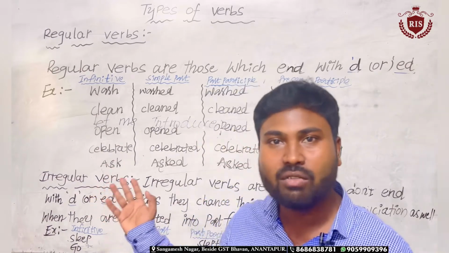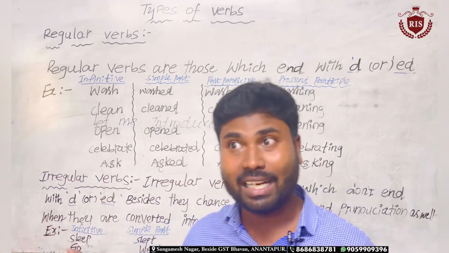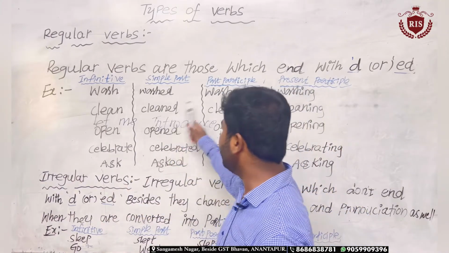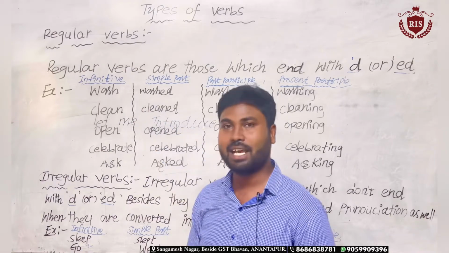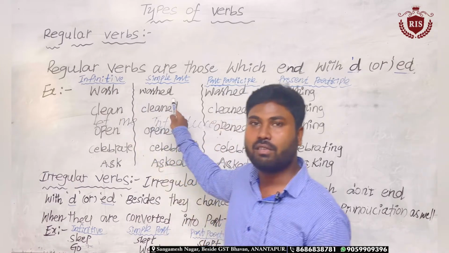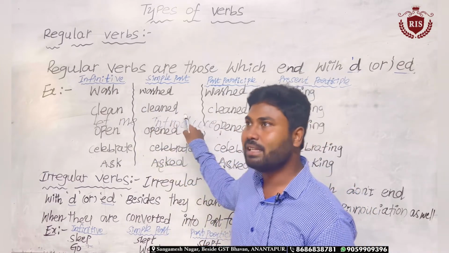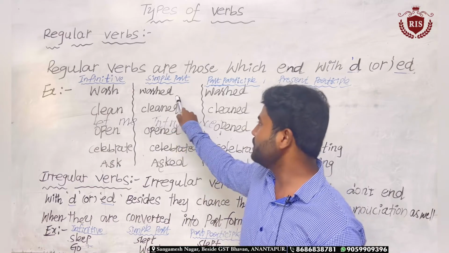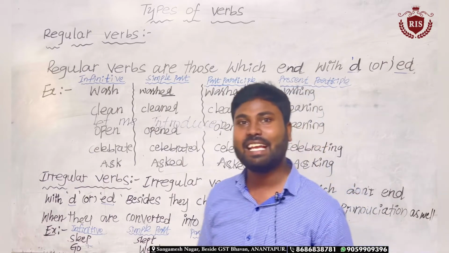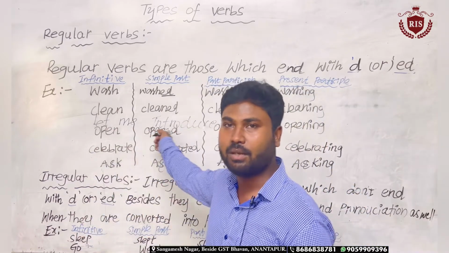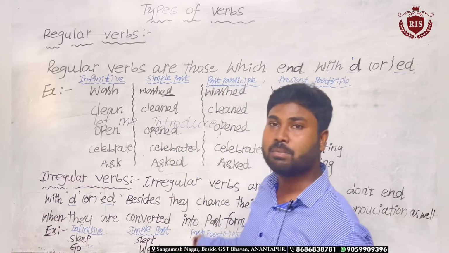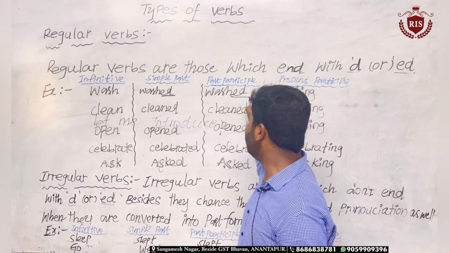Okay, now let us take some verbs as examples, and let us see what letter they end with, either D or ED. Examples I have written here. Let us take wash as an example. The infinitive form of the verb is wash. When we convert that into the simple past, it becomes washed. If you observe here, it ends with ED, and when you convert that into the past participle, it also ends with ED.